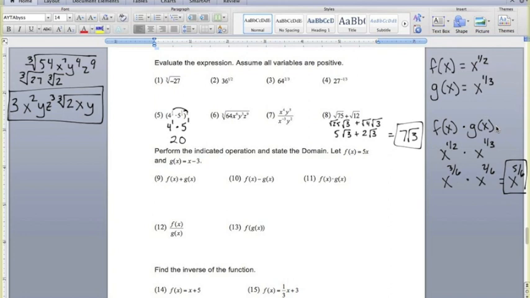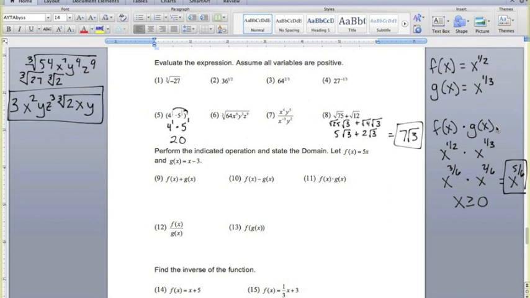Domain. The two questions we ask for domain are: are there any even roots, and is there any division? Are there any even roots in this? Be careful. Yes. It doesn't look like there's any roots at all, right? Because there's no root symbols. But remember that a root is really a fraction exponent, and the root is the bottom of that fraction exponent. So this has a 6th root, even though it's not written that way. So there is an even root. And what does that do to our domain? Greater than or equal to 0. An even root does not allow for negatives. You can't take a square root of a negative number.